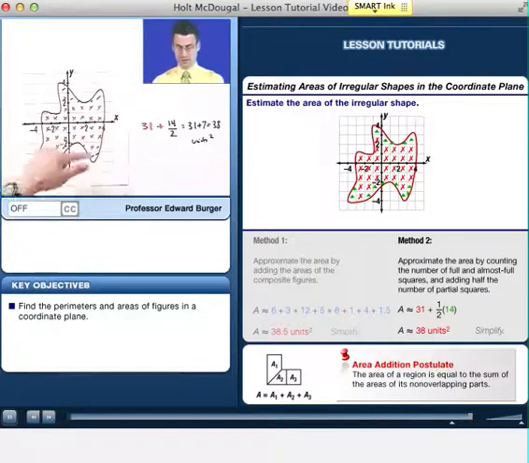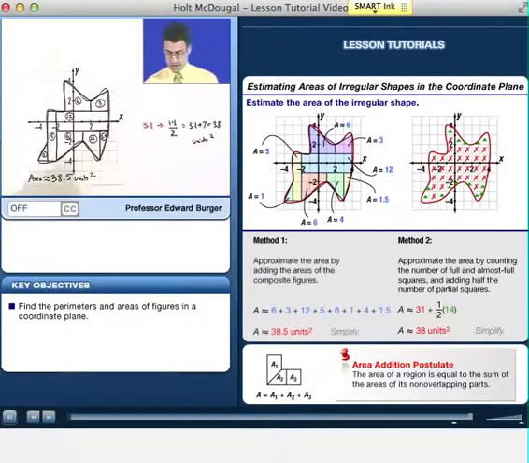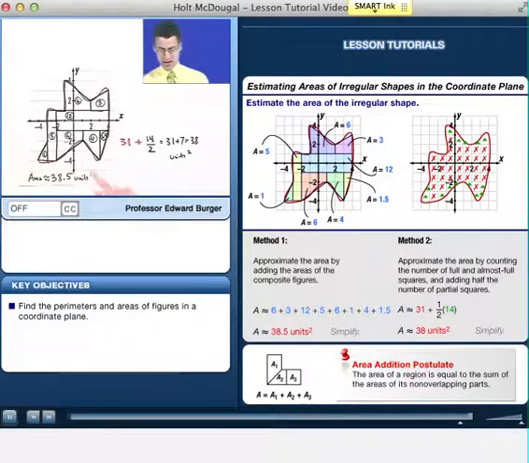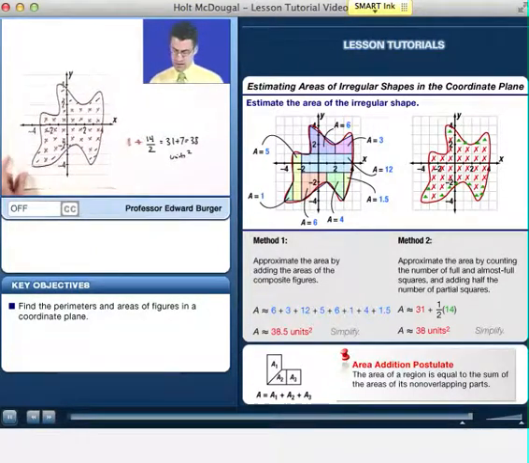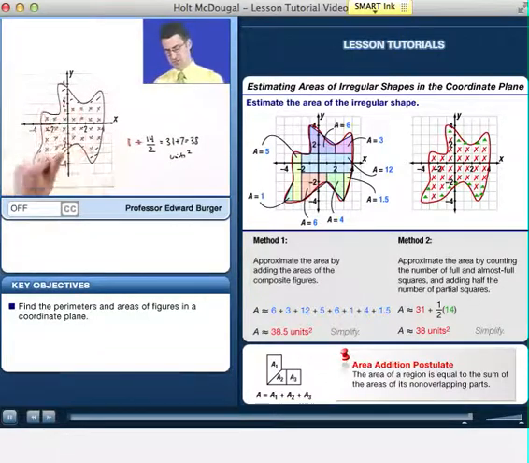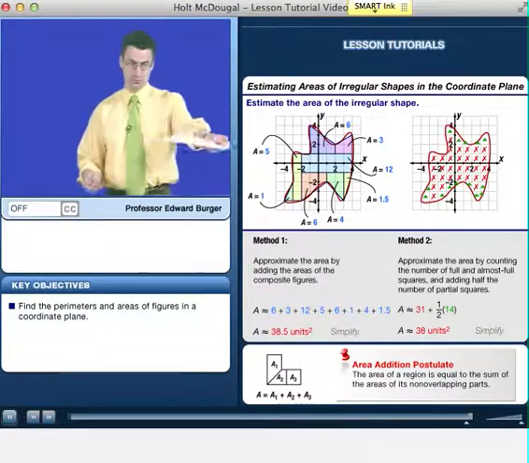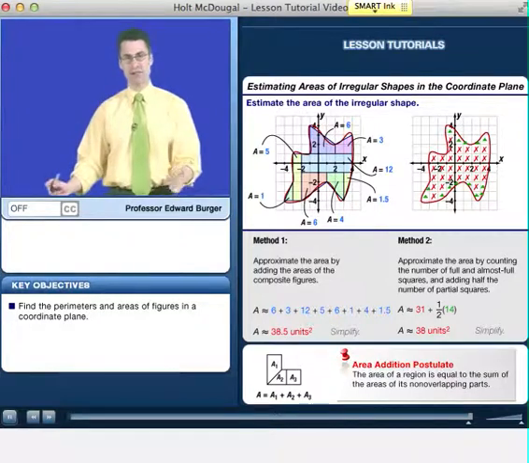So you can see just by sort of counting the squares, we got a pretty good estimation to the area that we already estimated to be 38.5. So not bad, not bad. Exotic shaped things in the coordinate plane, no worries. Just count little squares and see what you get, or try to approximate by composite figures.